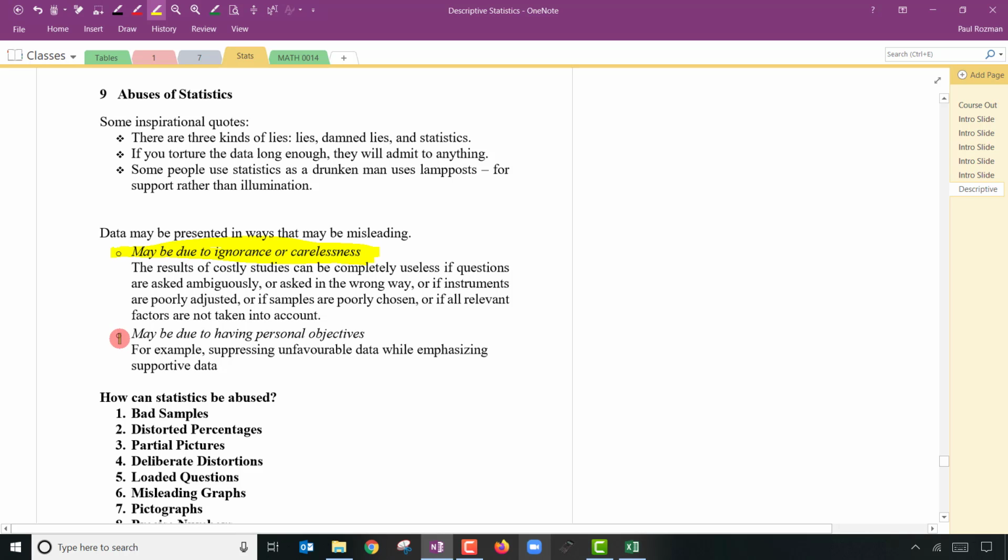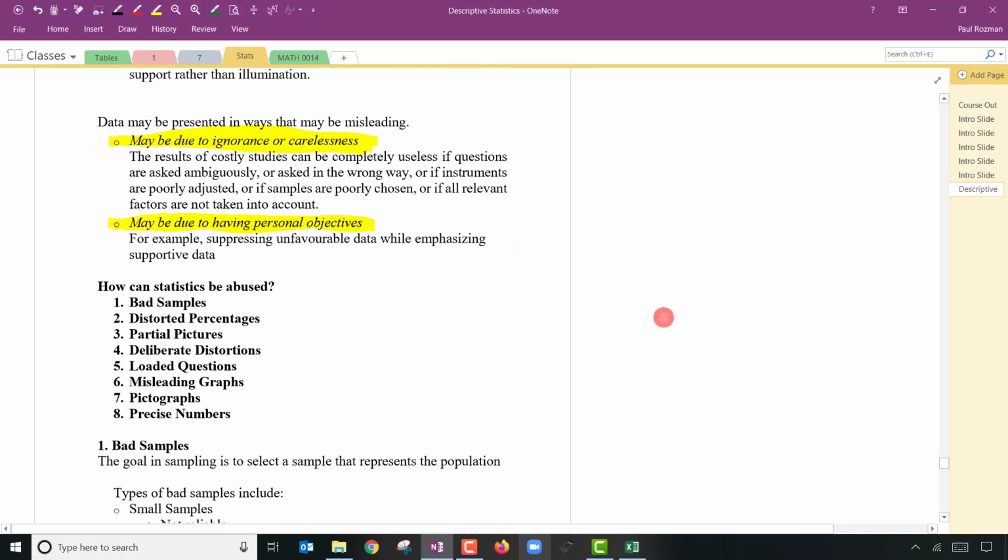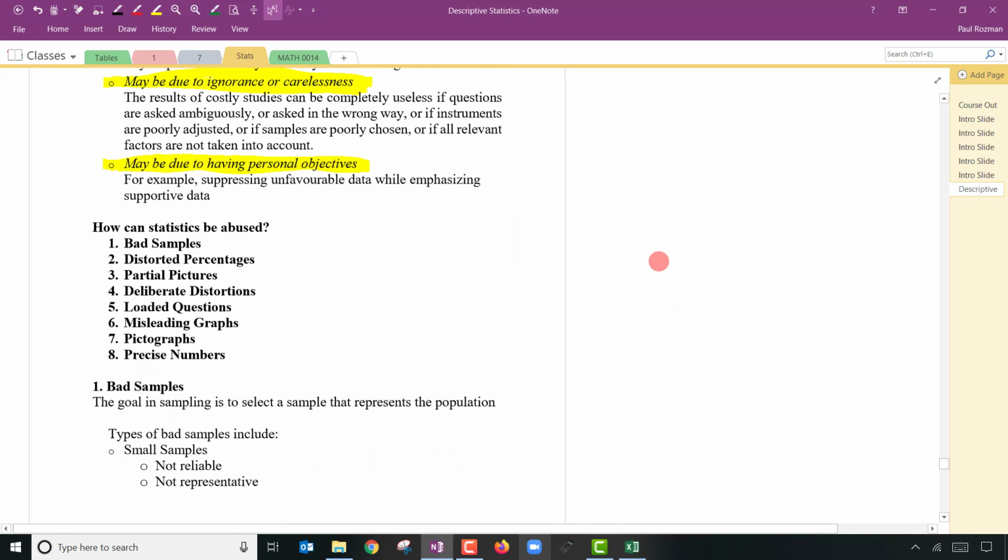The other way we make mistakes is on purpose. We have some sort of agenda, personal objective. We're trying to show something, and we manipulate the data so that it gets our point across. I made a little list of some ways that stats can go wrong. This isn't comprehensive. It was basically what I could come up with off the top of my head. And we'll do little examples of each one of these: bad samples, distorted percentages, partial pictures, deliberate distortions, loaded questions, misleading graphs, pictographs, and precise numbers.